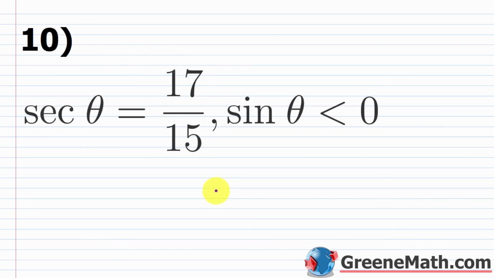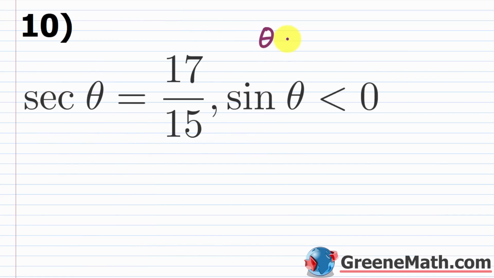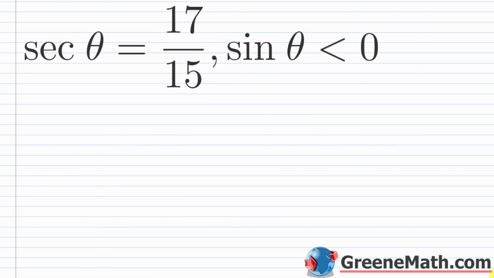All right, for problem number 10, we have the secant of theta is equal to 17/15, and we have the sine of theta is less than 0. So we see that the secant of theta is going to be positive and the sine of theta is going to be negative. So again, the secant of theta and the cosine of theta are going to be positive in quadrants 1 and 4. Then the sine of theta is going to be negative in quadrants 3 and 4. So we know our angle theta is going to be in quadrant 4. We know in quadrant 4, the x values are positive, the y values are negative.